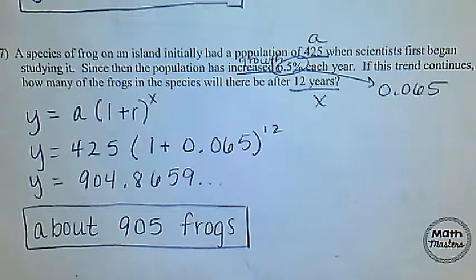Okay, so again, our equation was y equals a times the quantity 1 plus r raised to the x power. Substitute that all in, and you would get about 905 frogs. Again, the last question, number 6, that was about money. So you just slap a dollar sign on that one, but this one, make sure that you label it frogs.